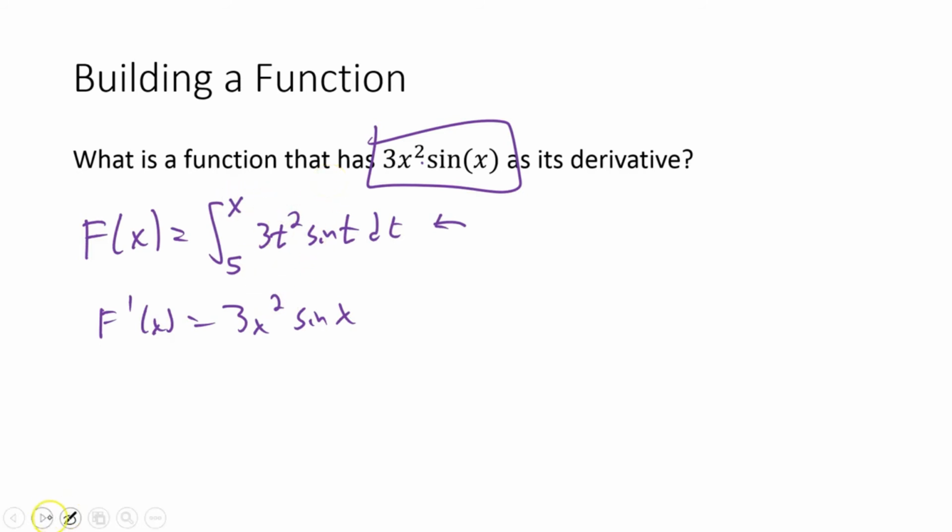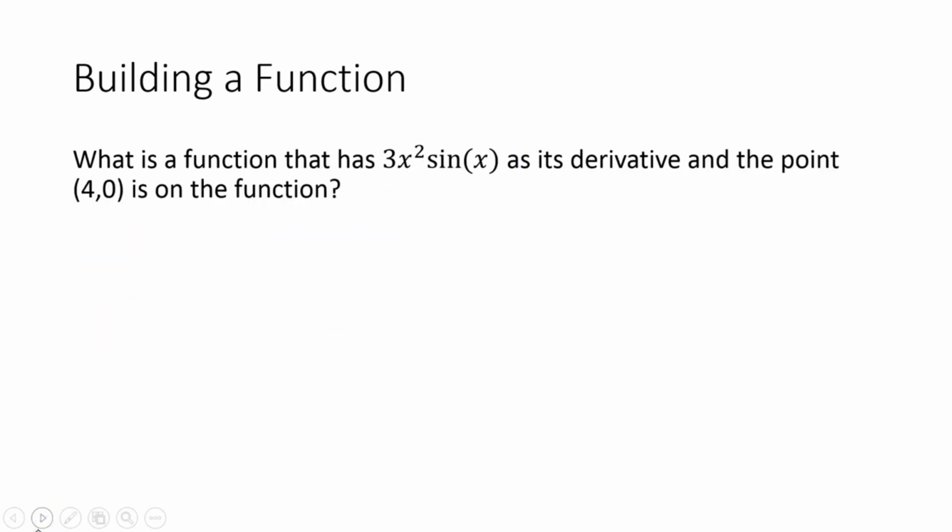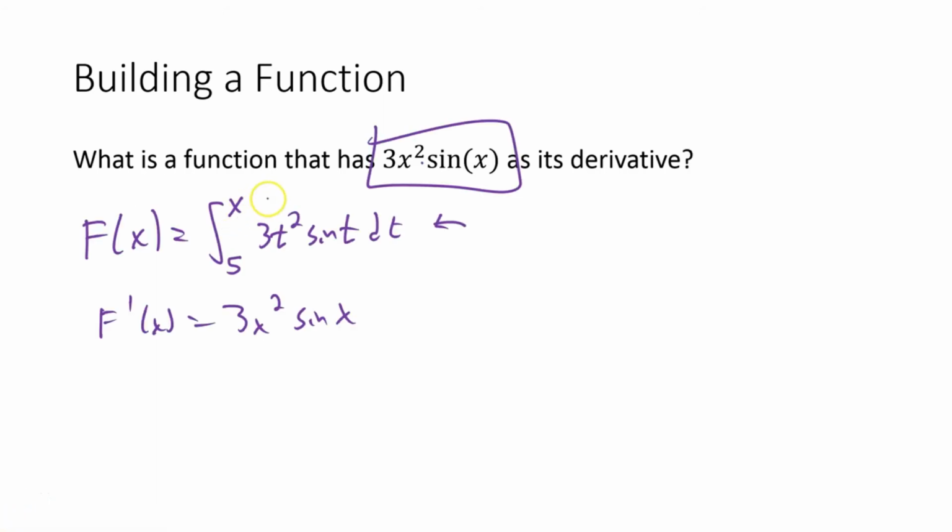So now we're going to add one more little piece to it. Say, okay, this is the derivative, but I also want (4, 0) to be on the function. Well, on the last problem, if I plugged in 4, F of 4 would be the integral from 5 to 4 of this function, which would be pretty difficult to do. I have no idea how to find that area.